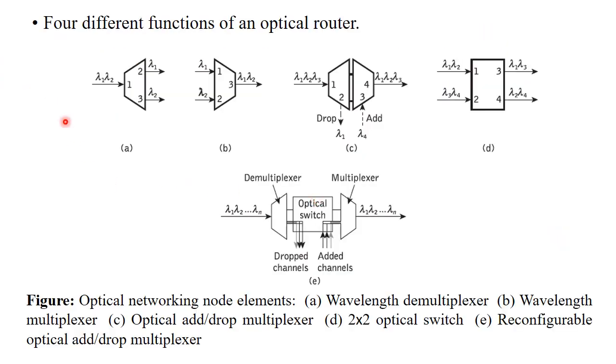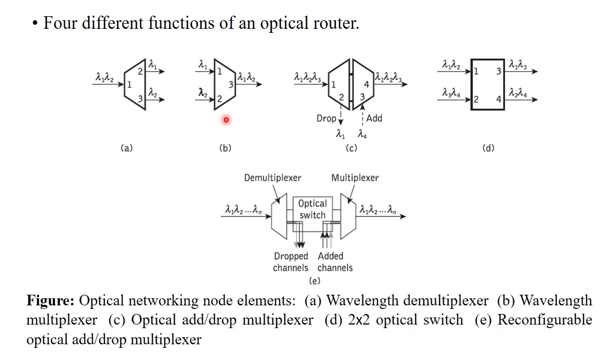See, the diagrams over here represent 4 different functionalities of an optical router. So let us take one after the other. In figure A, we can observe that this is going to act like a demultiplexer. That means two wavelengths, lambda 1 and lambda 2, are together entering into this system, and at the output of the system they are being separated into lambda 1 and lambda 2. So this is going to act like a demultiplexer.